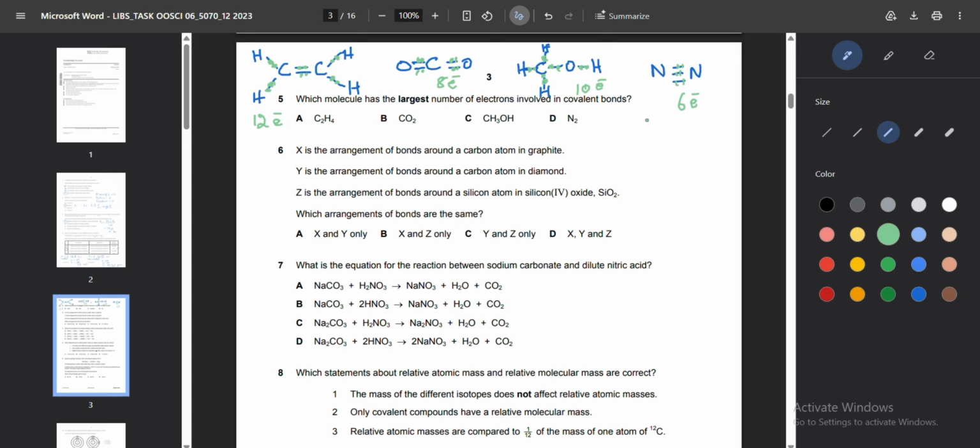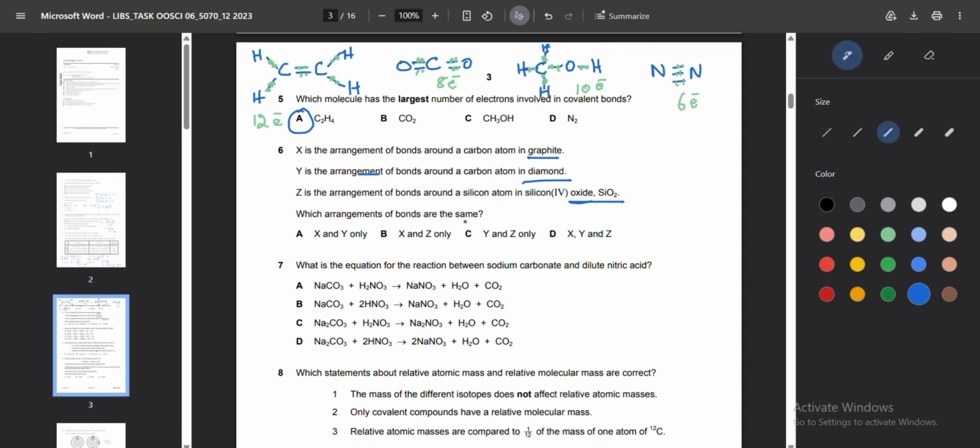So which is the correct option? Which molecule has the largest number of electrons involved in covalent bonding? So that is our option A. Now moving on to question number 6. X is the arrangement of bonds around carbon in graphite. Y is the arrangement of bonds around a carbon atom in diamond. Z is the arrangement of bonds around a silicon atom in silicon 4 oxide.